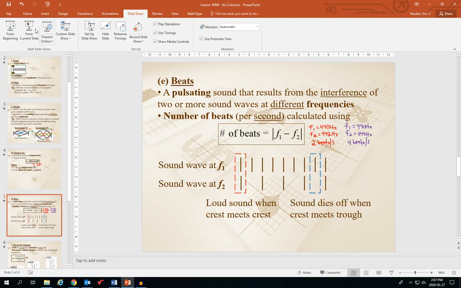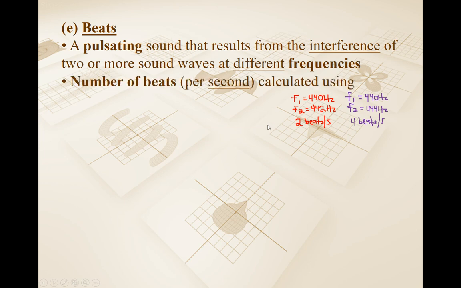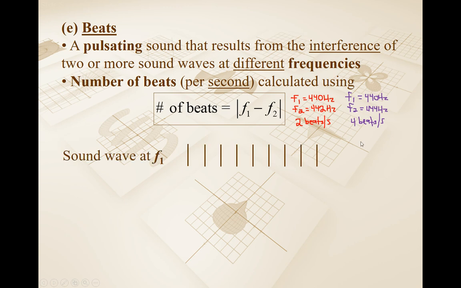Let's go back to the PowerPoint. So yeah, a beat is a pulsating sound that results from the interference of two or more sound waves at different frequencies. We can calculate it just by figuring out the difference between the frequencies. Now, in terms of why this happens, let's say we have one sound wave at a frequency of F1. This is a wavefront diagram where I'm showing the crests of the actual wave. And let's say we have a second sound wave that is at a lower frequency. I don't see the wavefronts occurring as frequently, so they're a bit more spaced out.